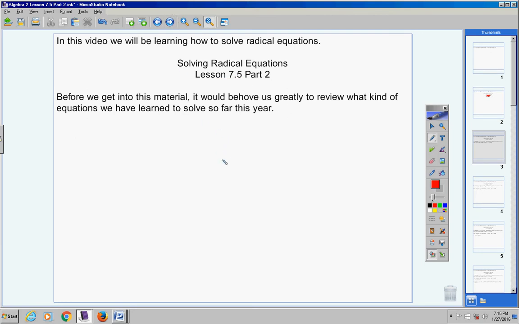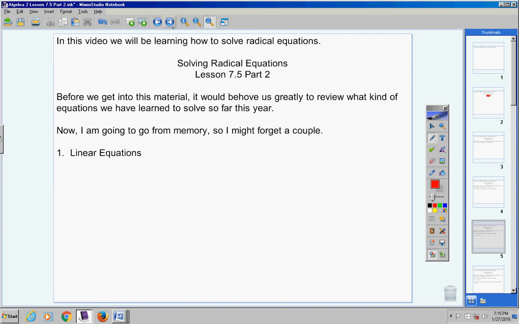Now, before we get into this new material, it would behoove us, that means benefit us greatly, to just quickly review what kind of equations we have learned to solve so far this year. Now, I'm going to go from memory, so I might forget a couple. Okay, when I typed this up, I just went from memory. I did not go back and look in the book. We've accomplished a lot this year. It's very encouraging, very exciting.